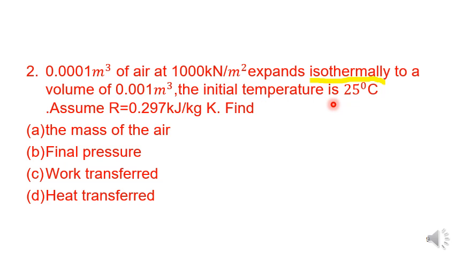I am converting into Kelvin. 25 plus 273, 298 Kelvin. So the given process is isothermal, meaning temperature T1 equal to T2. So T2 is also 25 degrees centigrade plus 273, which is 298 Kelvin. R value is 0.297 kilojoule per kg Kelvin. So first, what they asked us to calculate is the mass of the air. How will you calculate the mass of the air?